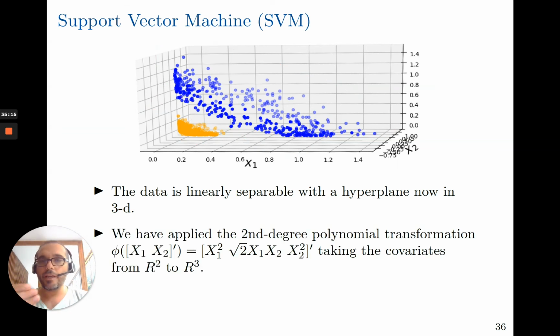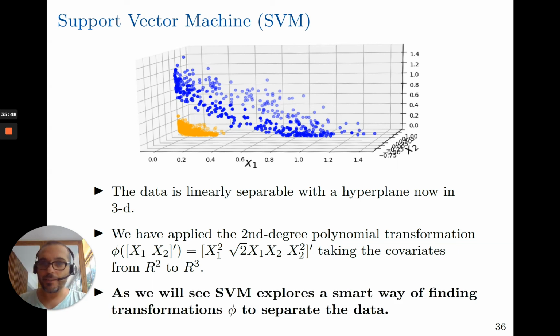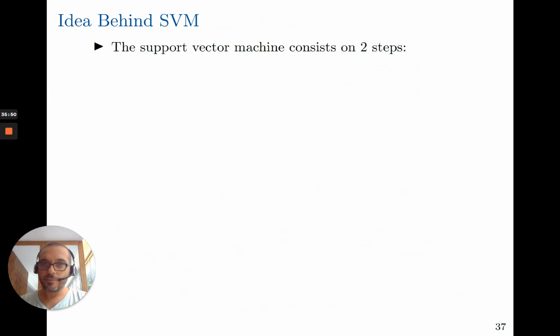Okay, so here what we did, we applied a kind of second order degree polynomial transformation to the variables, and we now have a different set of variables. Instead of working in R2, we are working in R3. So now our covariates are x1, square root of 2 times x1 times x2, and x2 squared. So instead of 2 attributes, we have 3 attributes to split the hyperplane. Okay, and that's the trick.